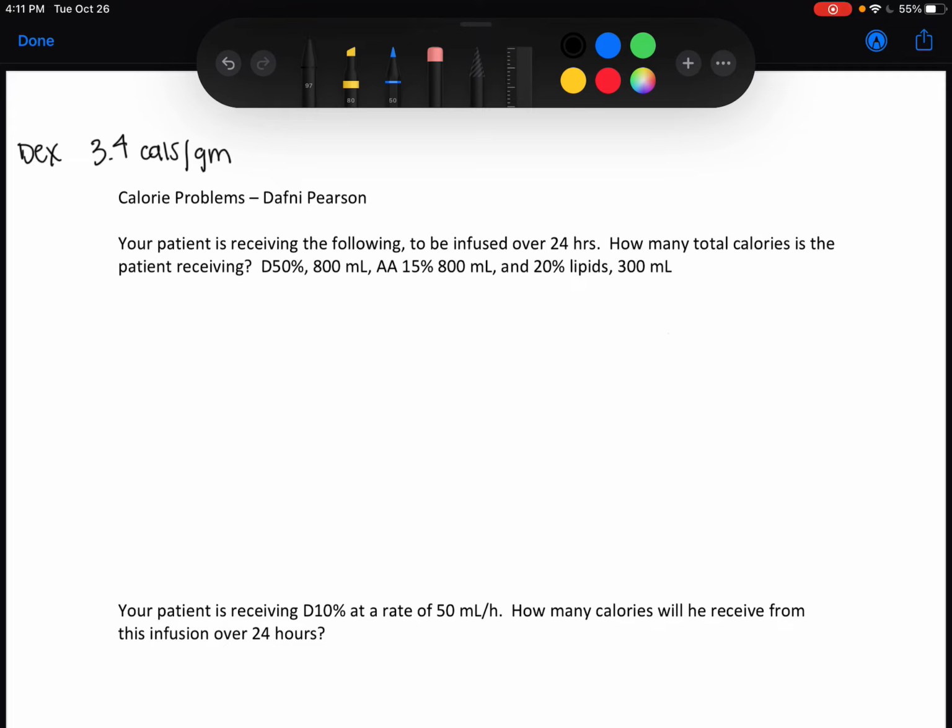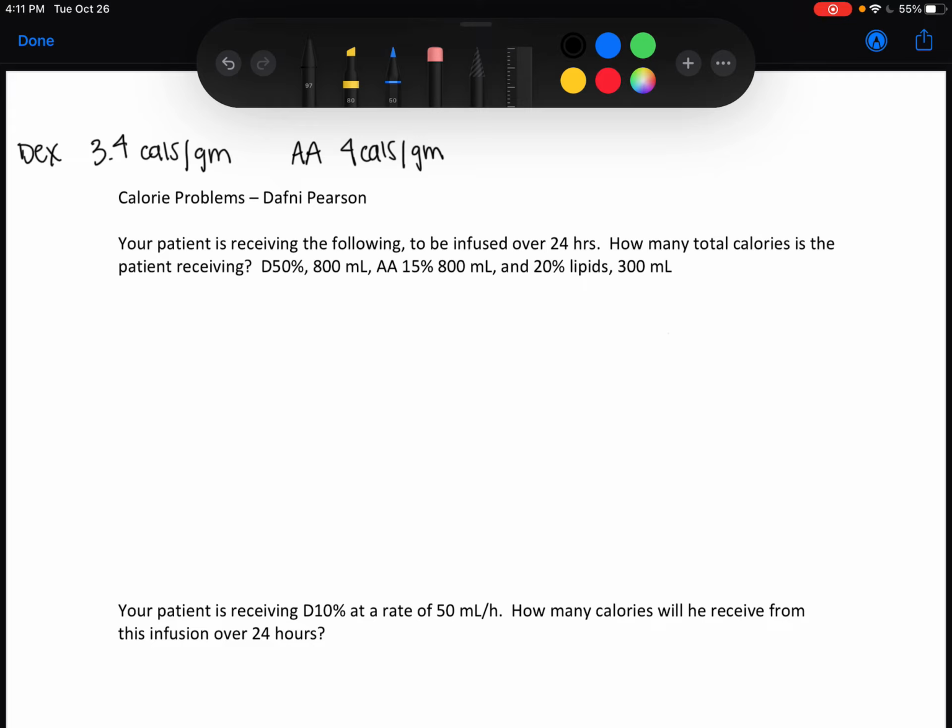Now we're going to look at amino acids. Amino acids are always going to be 4 calories per gram. Those are just numbers that you have to remember and memorize and keep in your brain. Now we're going to look at lipids.